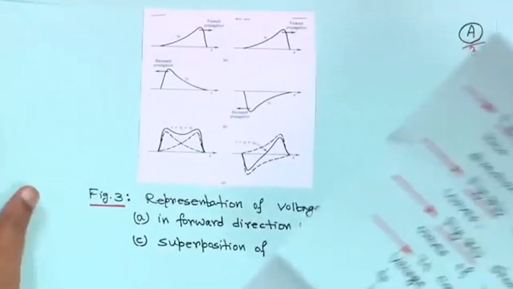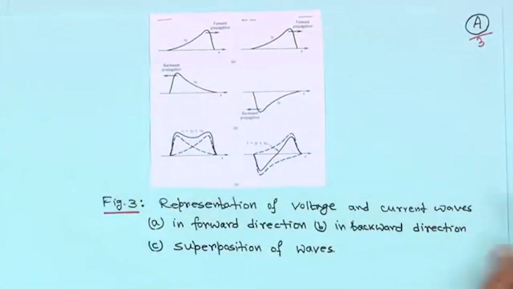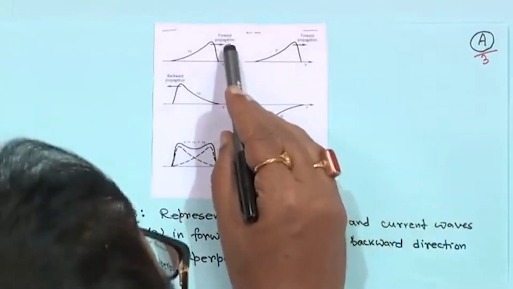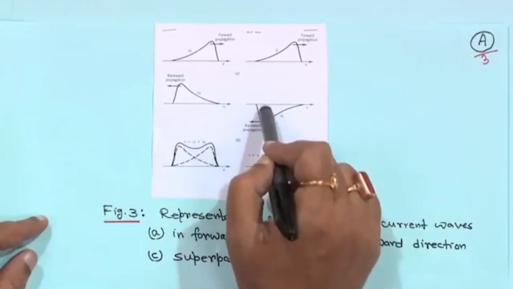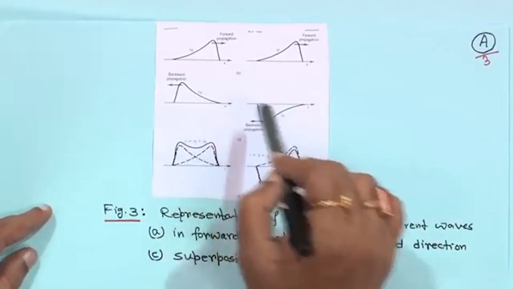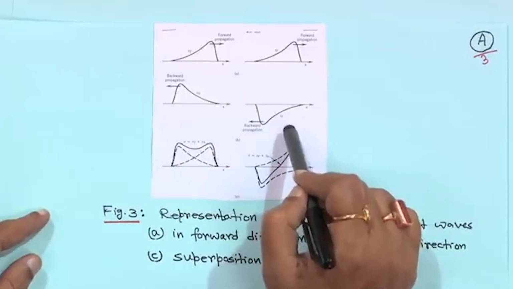Next, we will go to the superposition of forward and backward travelling waves. Just hold on. Superposition of forward and backward travelling waves. So, before explaining all this, first I will show you the figure. These figures I have taken from a book, because the figures are symmetrical, it will be easy for you to understand.